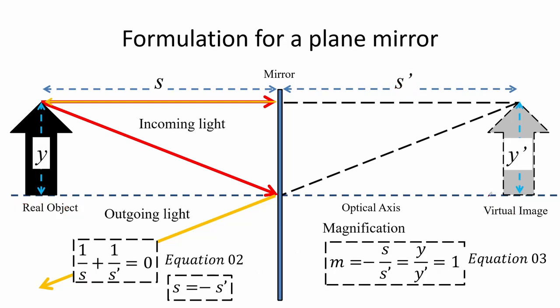Here we have the equations that mathematically describe the relationship of the distances and heights. As shown earlier, the distances s and s' are equal in magnitude and opposite in direction. The relation of the heights is given by the magnification in equation 3. We see that the ratio of the heights and the ratio of the distances are equal to 1, which suggests that the heights are also of equal magnitude. The positive value of magnification suggests that the image has the same orientation as the object, and for this case they are both in an upright position.